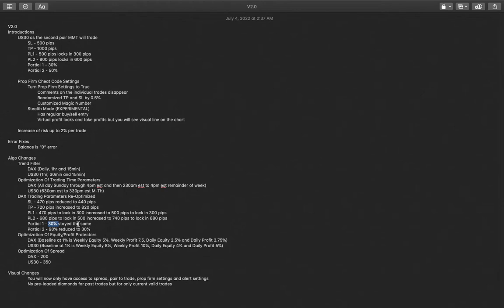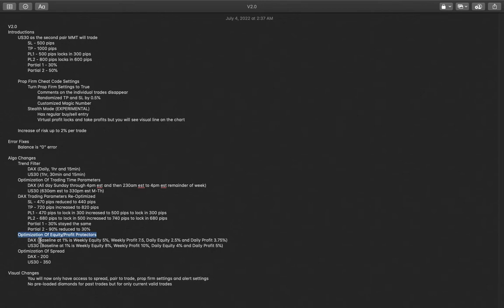All right. We've also optimized the equity profit protectors. This is the beauty, the second beauty of version 2.0. The first one is, of course, just the trend filters. Now, the second beauty is optimizing equity and profit protectors. All right. I will show you what optimizing these have done. All right. So let's talk about it.